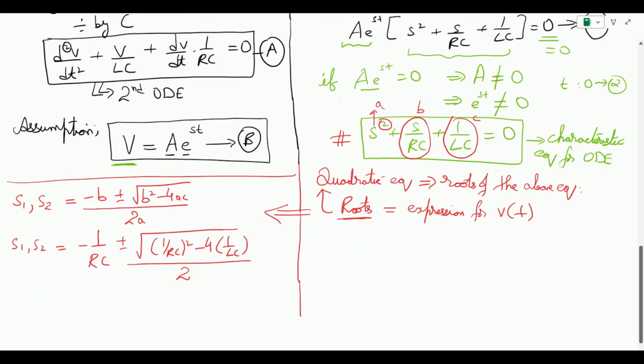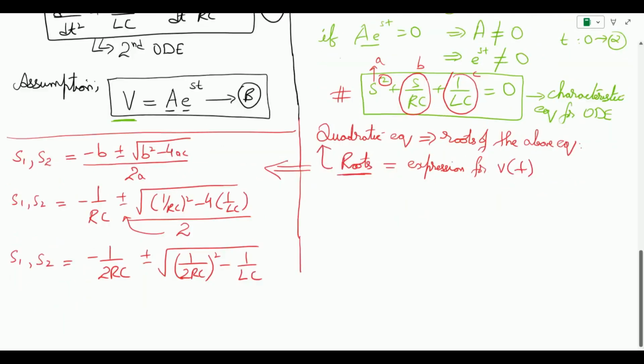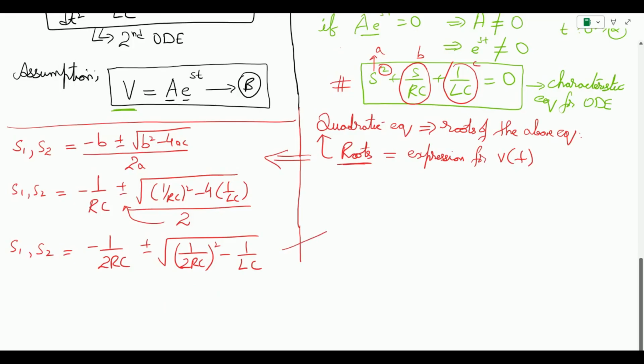If we want to bring the denominator of 2 to the top, the final representation of the roots will be minus 1 by 2RC plus minus the square root of 1 by 2RC whole square minus 1 by LC. Now this is the final representation of the roots, and we can further write the roots individually. S1 comes out to be minus 1 by 2RC plus the square root of 1 by 2RC whole square minus 1 by LC.